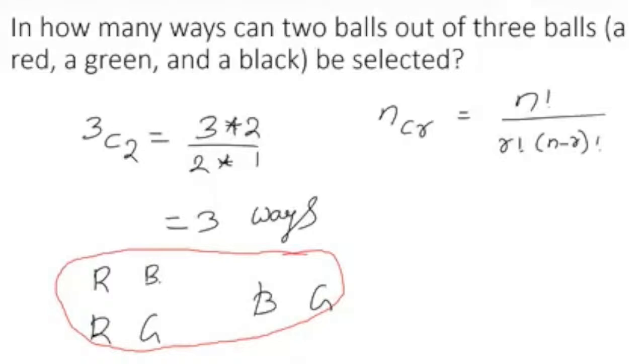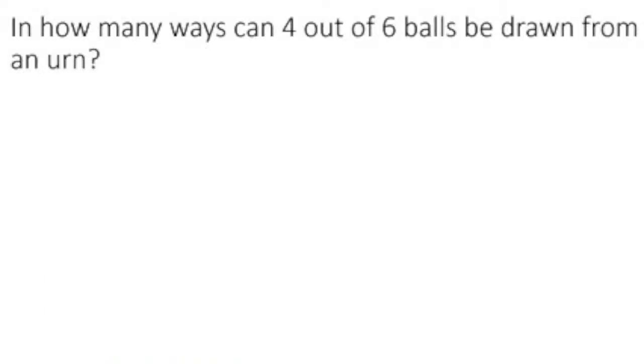In how many ways can 4 out of 6 balls be drawn from my urn? So guys, I need to pick up 4 balls from the available 6 balls. How can we do this? The answer will be 6C4. So guys, 6C4 means it will be nothing but 6C2, 6 into 5 by 2 into 1, which will be 15 ways.